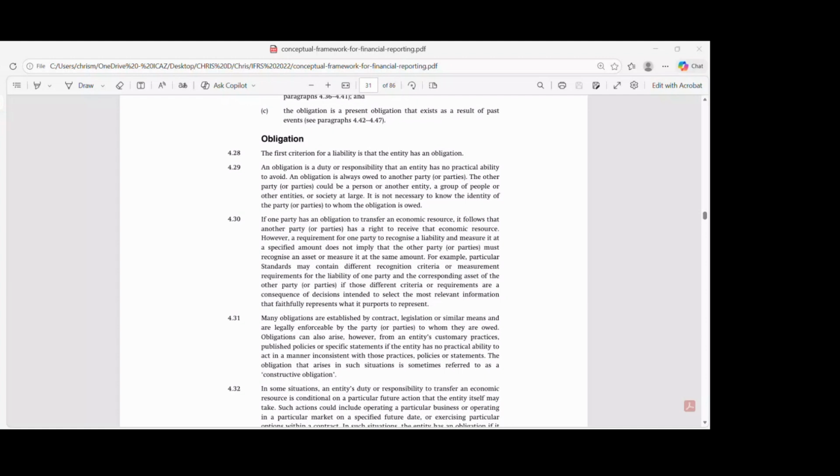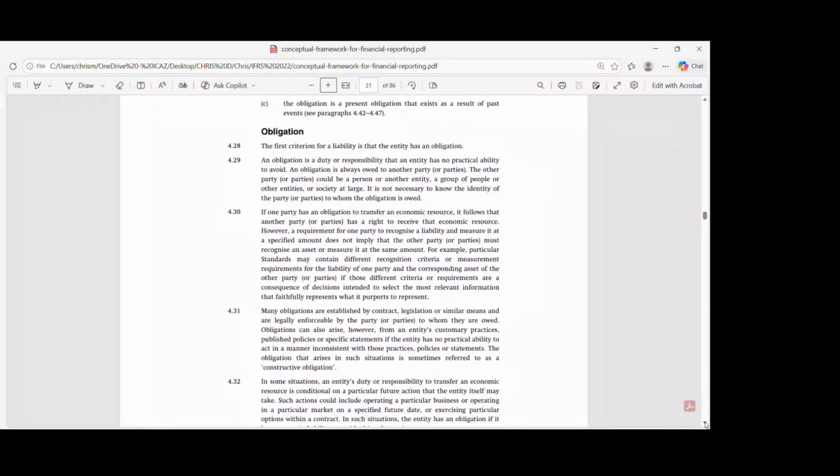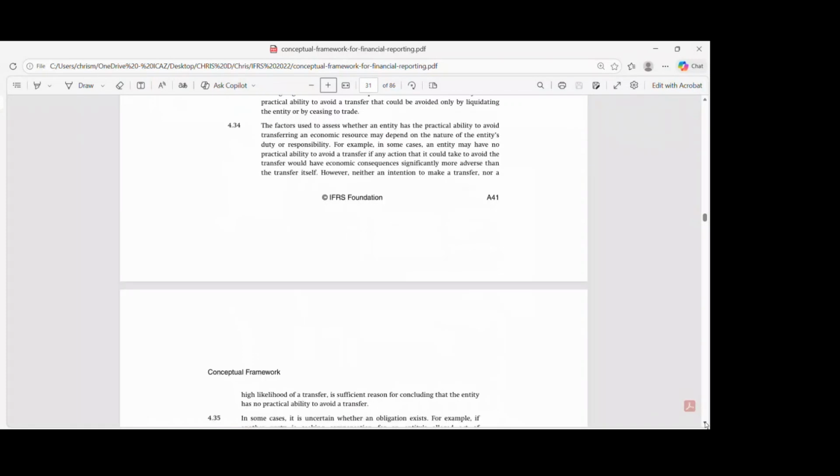We go to 4.36. 4.36 talks about the economic resource. So the second criterion for a liability is that the obligation is to transfer an economic resource.